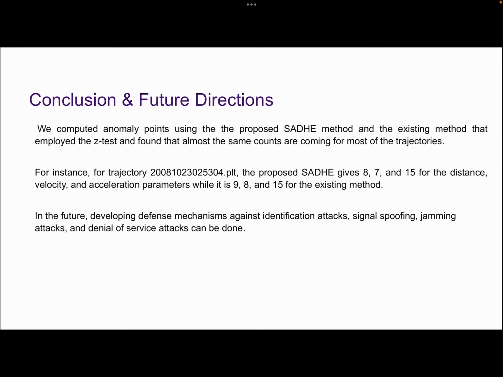As a conclusion, we can say that SADHE is performing at par with the existing method and securing the user's location. For instance, for the trajectory points listed out here, the proposed method gives the anomalous points at 8, 7, and 15, whereas the existing method in the literature gives 9, 8, and 15. So we see that it is performing at par.